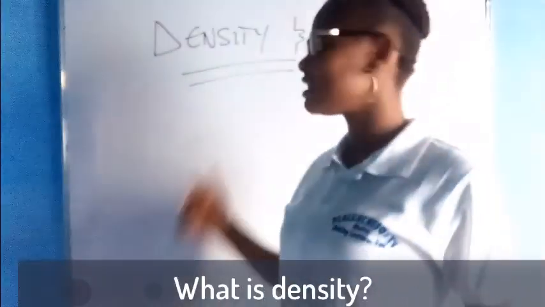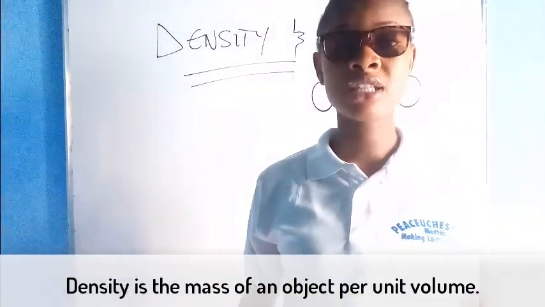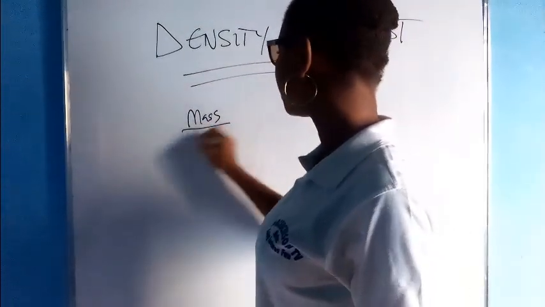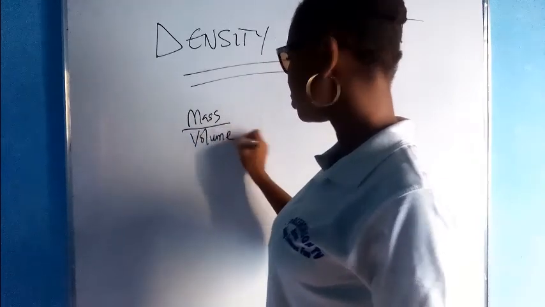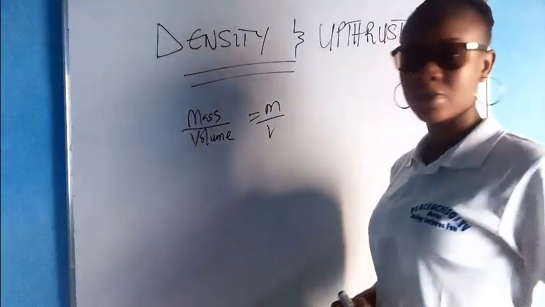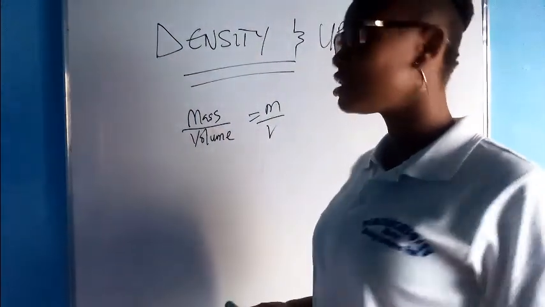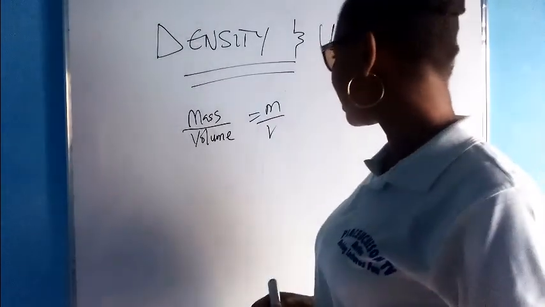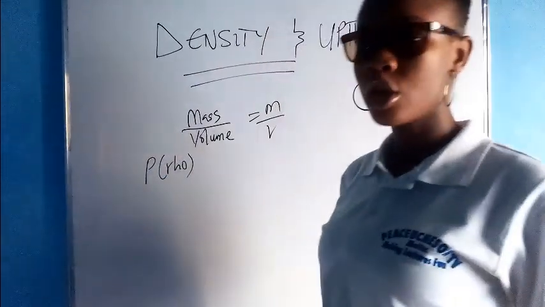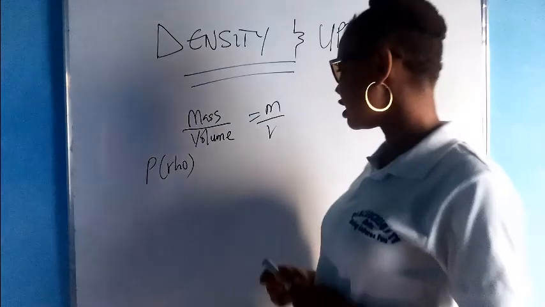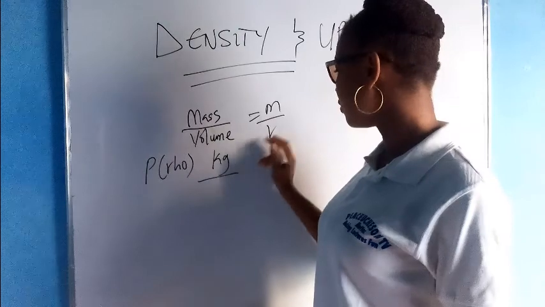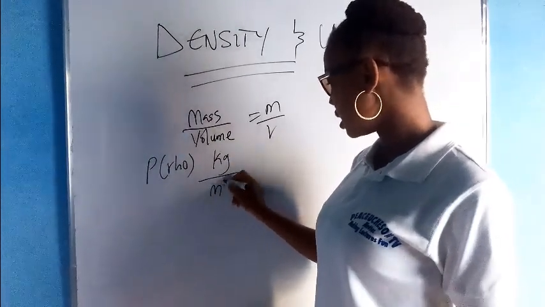So what is density? Density is the mass of an object per each unit volume. So we're saying it as mass over volume, right? Which we can denote as this. So how do we even write density? Density is not denoted as D, but instead Rho. The SI unit for density is mass, which is kilogram, per volume, which is meter cube.